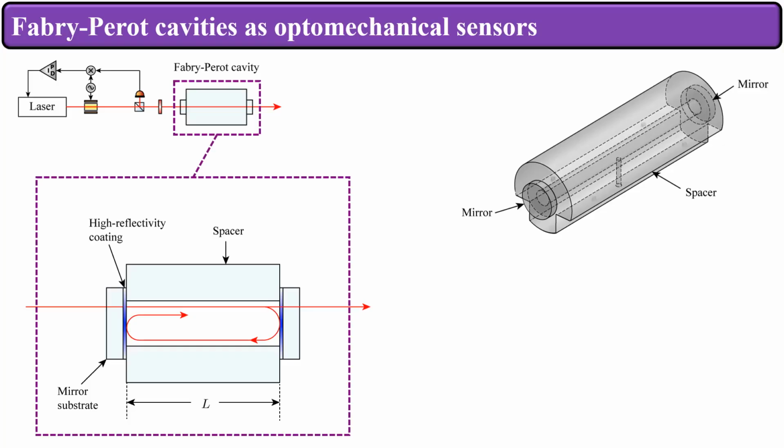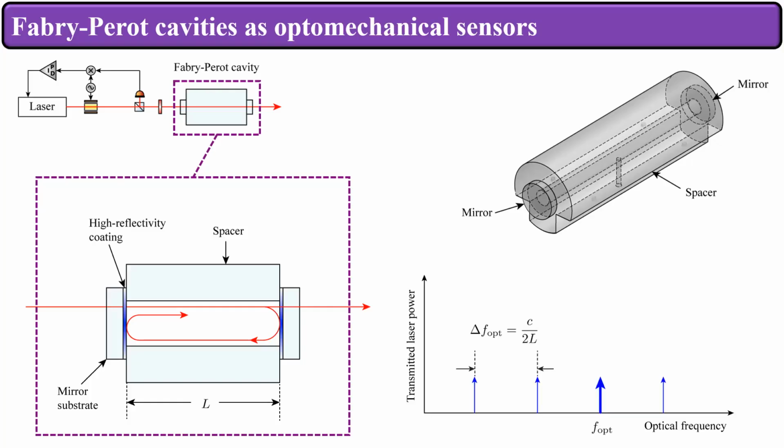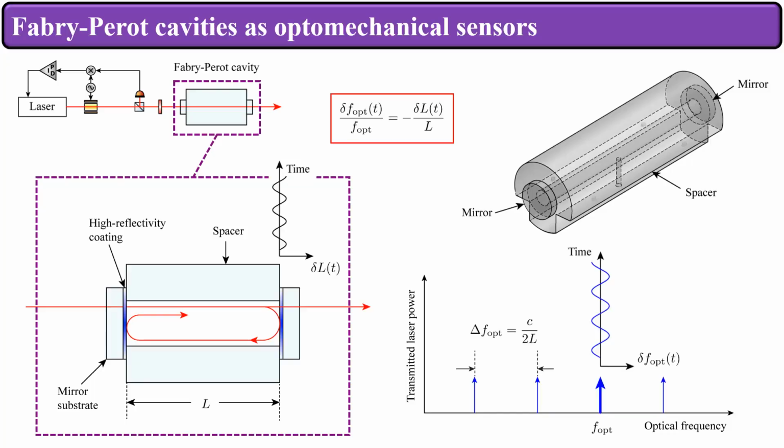As a reminder, in a Fabry-Perot cavity, multiple reflections between the mirrors result in optical standing waves, giving rise to a longitudinal mode spectrum like this, where the mode spacing depends on the cavity length. Then, length fluctuations in the spacer cause fluctuations in the frequency of the resonant mode with the following relationship.